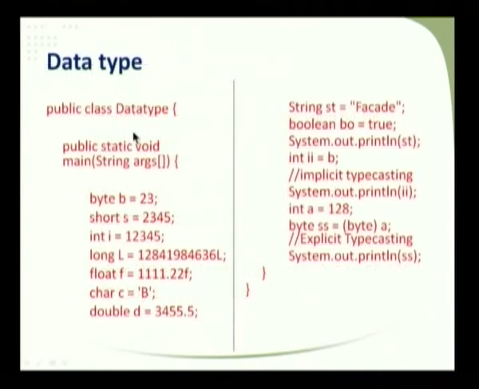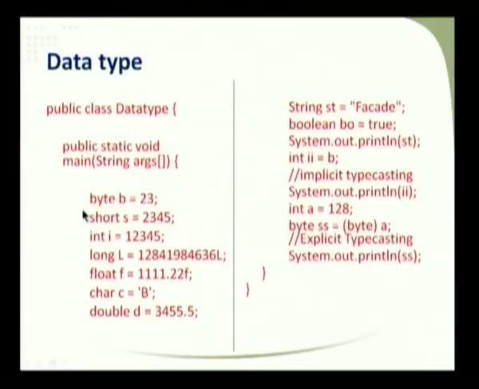We will have a look at a basic program. Here we have a public class named DataType, and we have a main method. This program does not have any variables as such. Inside the main method we have a byte with value 23, a short s with some value, and for int, long, float, character and double we have given values.